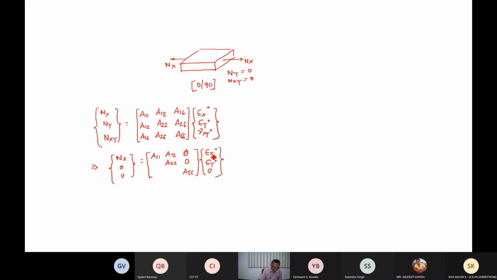Now, if you have to find out epsilon x naught, epsilon y naught, of course you can find them by taking the inverse of this A matrix. But here it actually becomes two equations. Nx is equal to A11 epsilon x naught plus A12 epsilon y naught. 0 is equal to A12 epsilon x naught plus A22 epsilon y naught. So you have two equations, two unknowns. From there you can straight away find out.